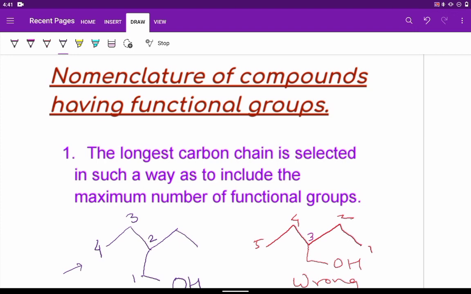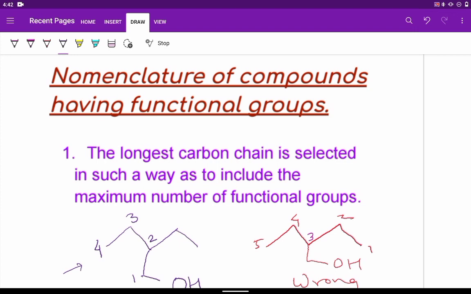Today we will deal with the topic nomenclature of compounds having functional groups. Functional groups like the COOH group, which has the suffix "oic acid", then OH, which is for alcohol, and CHO for an aldehyde. These are the functional groups, and if these groups are present in the compound, how do we name them? Today we will deal with those rules. There is a special point: the double and triple bonds are also considered as functional groups.